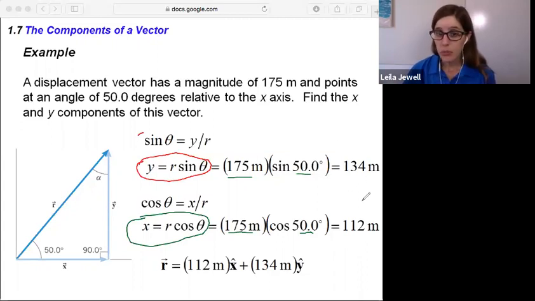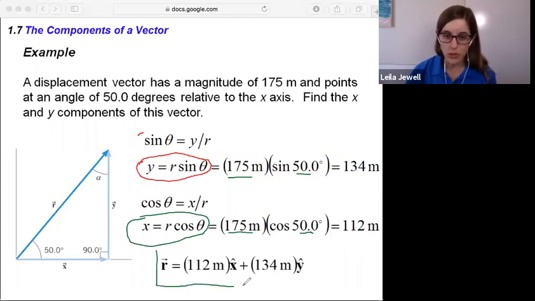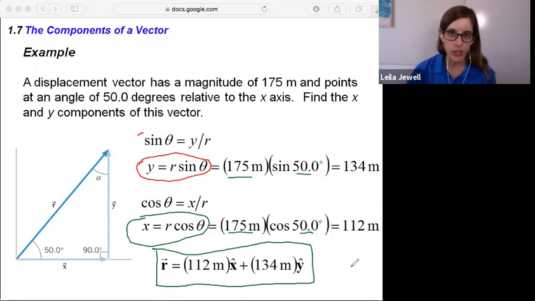So those are the two components, but we could also write the overall r vector to have the true components and not just the scalar components, that r is equal to 112 meters x hat plus the scalar y component, 134 meters times y hat. So this would be the most complete way to write your final answer.